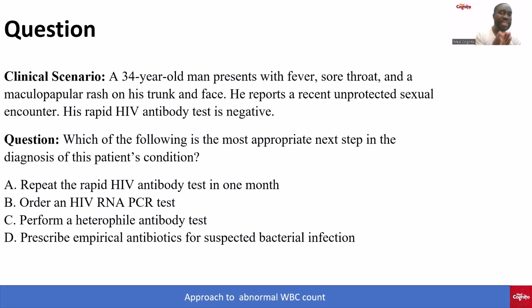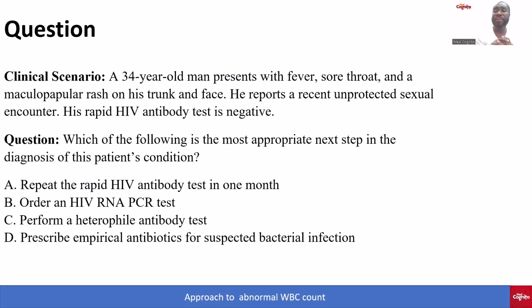A. Repeat the rapid HIV antibody test in 1 month. B. Order an HIV RNA PCR test. C. Perform a heterophil antibody test. And D. Prescribe empirical antibiotics for suspected bacterial infection.